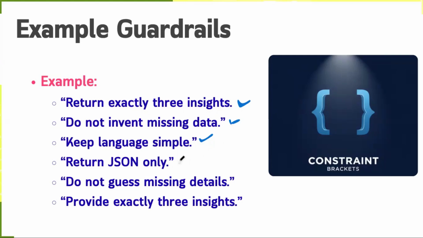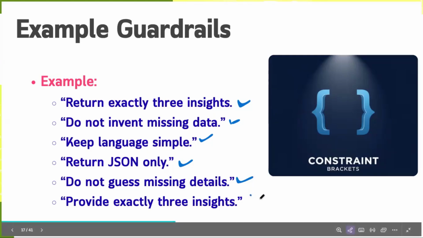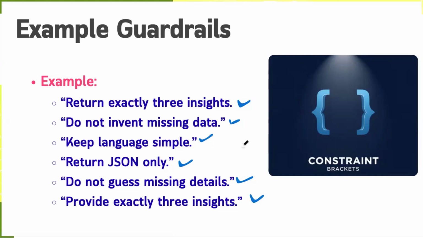"Return JSON only" defines the output format. With this rule in place, the model avoids extra text and focuses on structure. "Do not guess missing details" blocks creative additions that could mislead your results. "Provide exactly 3 insights" reinforces the idea that clear limits lead to focused outputs. These short lines show how guardrails bring structure. When the rules are direct and specific, the model stays on track and produces a more reliable answer.